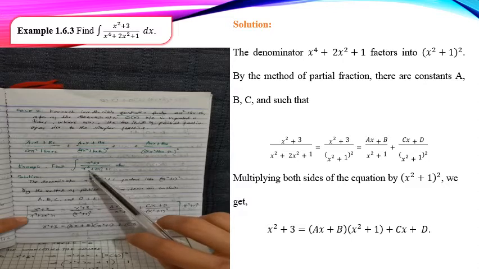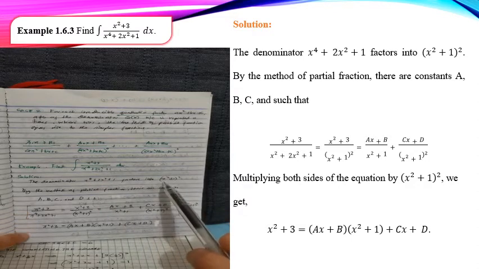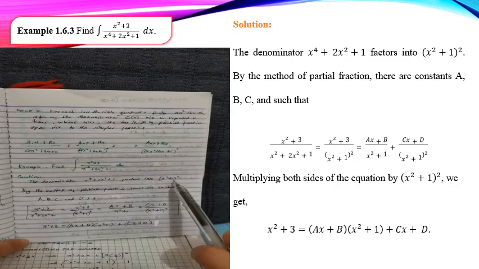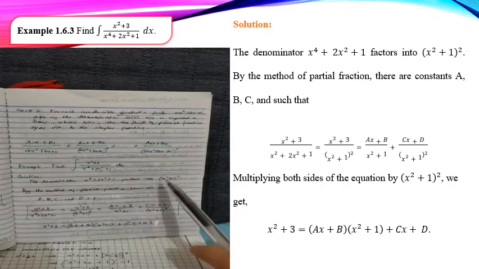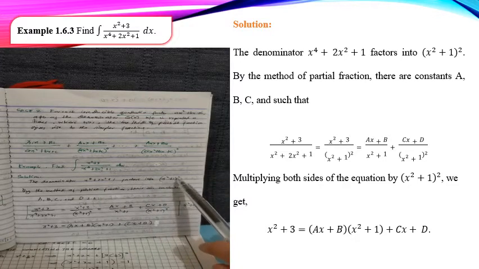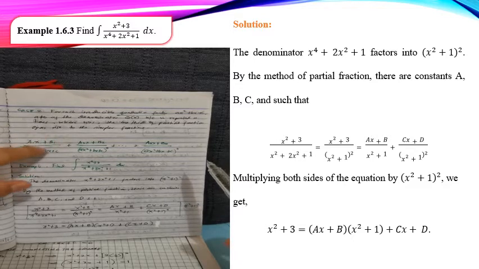Okay, x to the power of 4 plus 2x squared plus 1 is equal to x squared plus 1 quantity squared. Ibig sabihin, ang factors nito is x squared plus 1 times x squared plus 1, or pwede siyang masulat as x squared plus 1 quantity squared. Okay, so ano yung na-mention sa case 2? If quadratic factor sa pag-decompose, kailangan ganito.